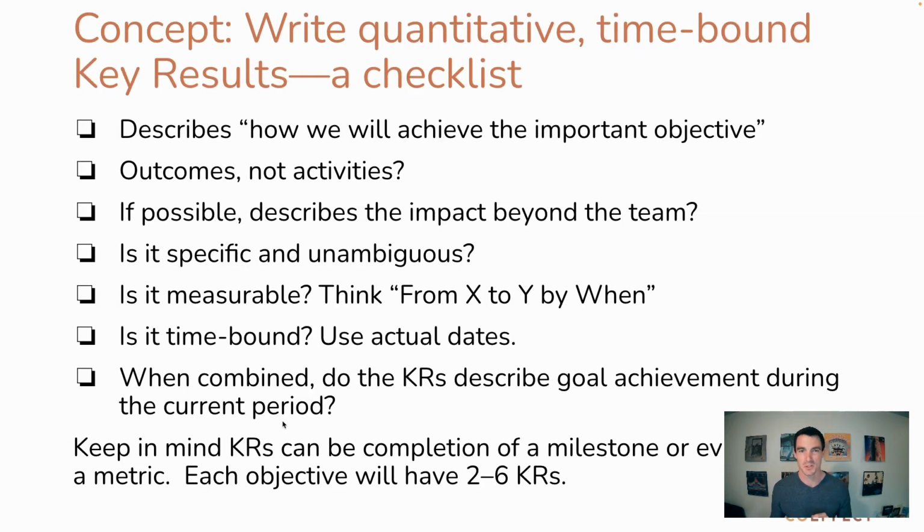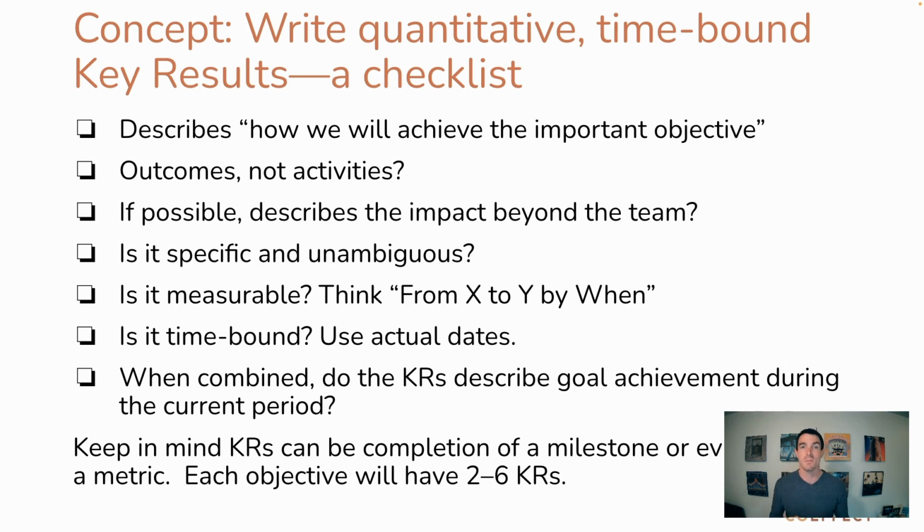Now let's talk about key results. So your key results should be quantitative and time bound. Here's your checklist. So your key results should describe how we are going to achieve this objective. They should honestly try and describe some of the outcomes, the meaningful changes, more so than the activities you need to get there, though oftentimes you'll have a little bit of both.